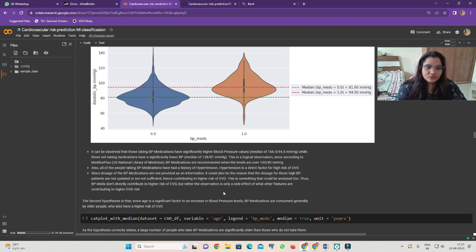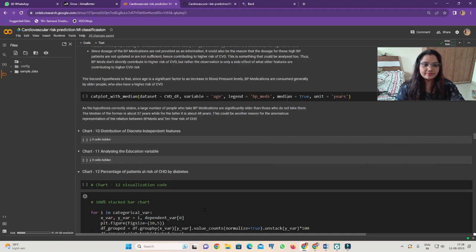Here we can observe that those taking BP medication have significantly higher blood pressure values, while those not taking medication have slightly lower values. This is a logical observation, since according to MedlinePlus, BP medication is recommended when the levels are over 350 per 80 minute heartbeat. Also, all of the people taking BP medication have a history of hypertension.